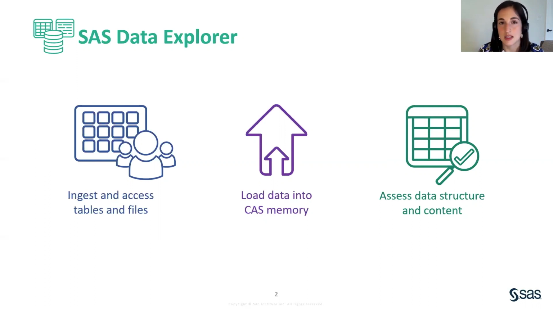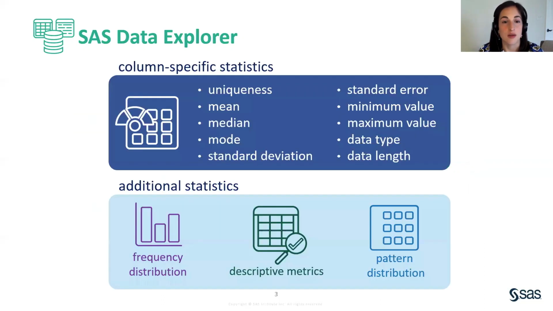In SAS Data Explorer, we can also assess our data structure and the content of our tables. So we can do something called run a profile. We can profile our data. When we profile our data, we get column-specific statistics. So for each column, we get things like uniqueness, mean, median, and mode. We can get some statistics about the data that we have to work with.